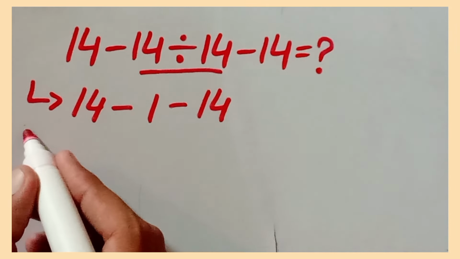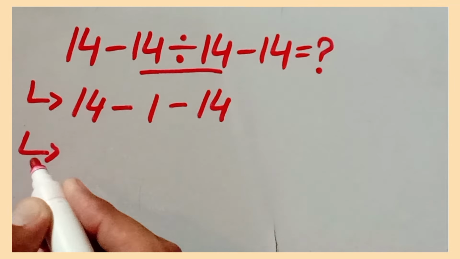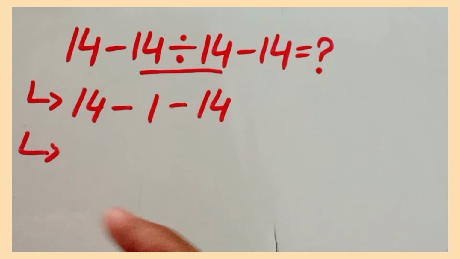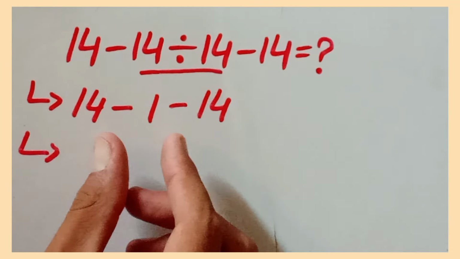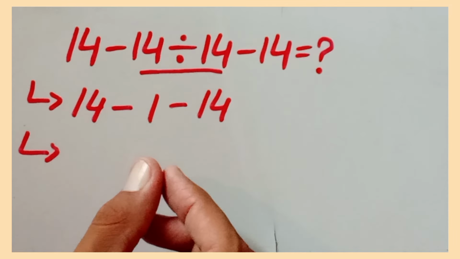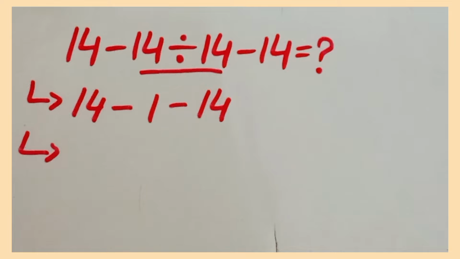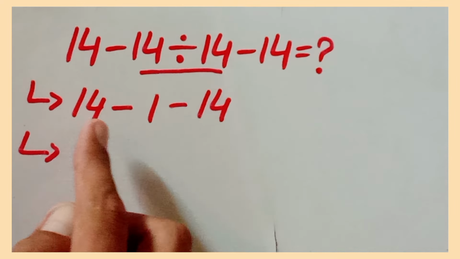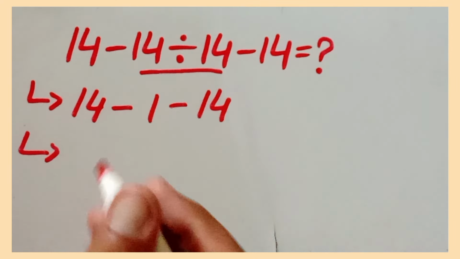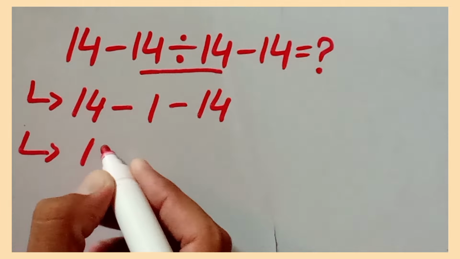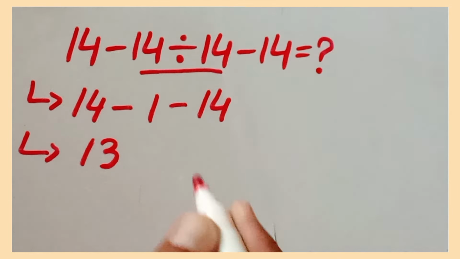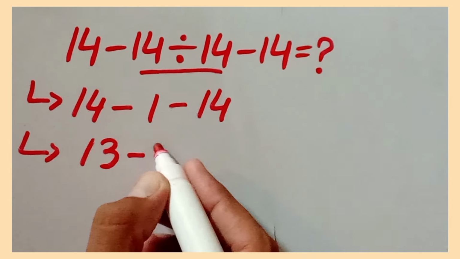Now we can start the next step. In the next step, in this expression there are now two subtractions, and we have to go from left to right. Okay, so 14 minus 1, which is equal to 13. Okay, minus 14.